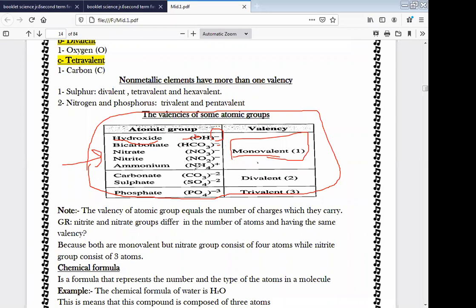Carbonate, CO3, -2, divalent. Sulfate, SO4, -2, divalent. Phosphate, PO4, -3, trivalent. Okay. You should know the valencies of these atomic groups.